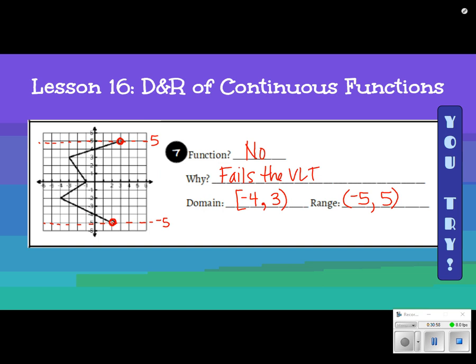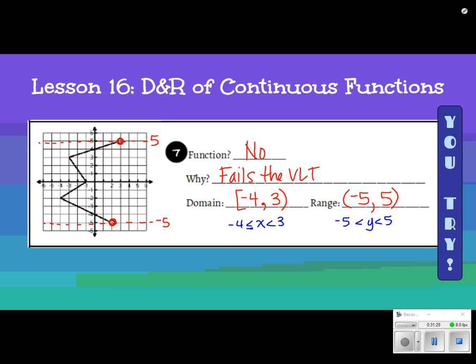Let's look at the inequality notation. X is in between -4 and 3, but the -4, because it has the bracket, gets the equal to bar. The 3 has the parenthesis, so no equal to bar. For the range, y is going to be between -5 and +5. Remember, always the smallest number on the left, the bigger number on the right. And then no equal to bars because both of those are parentheses.